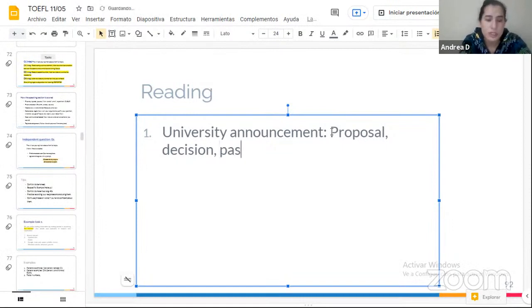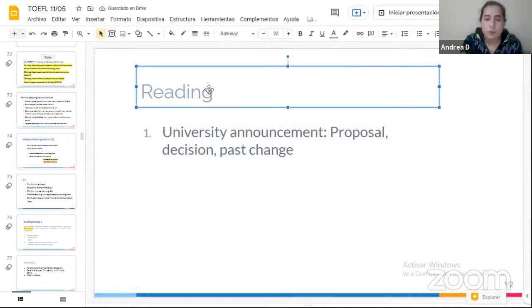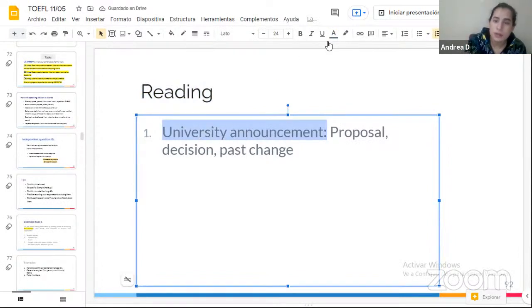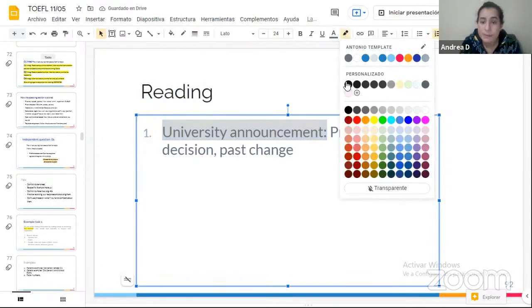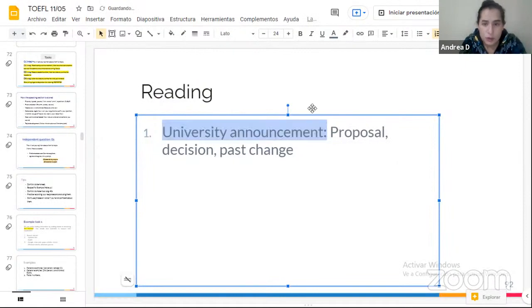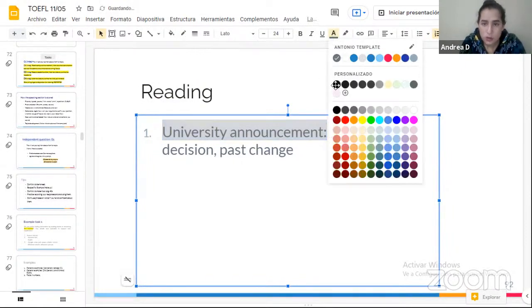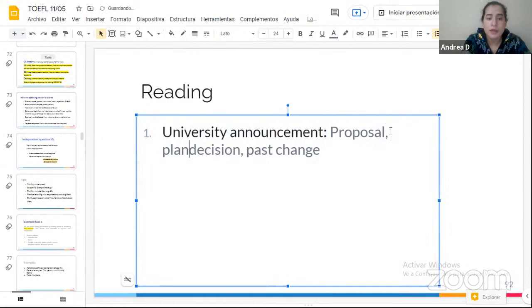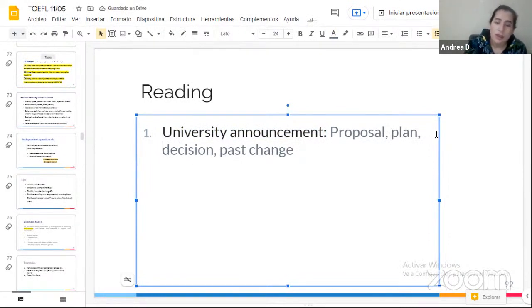So it could be a past change, so something that they have already done and they're just providing the reasons why they've done it. So those are your options. If it's a university announcement, then it could be a proposal, a decision, or a plan. Okay, let's write that down too. So it could be a proposal, it could be a plan, a decision that has been made, or it could be a past change.